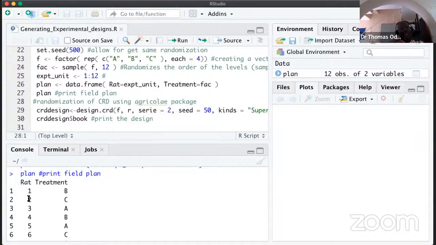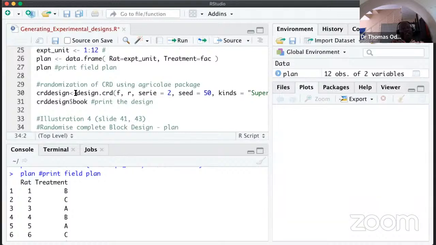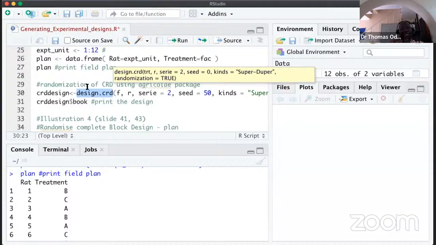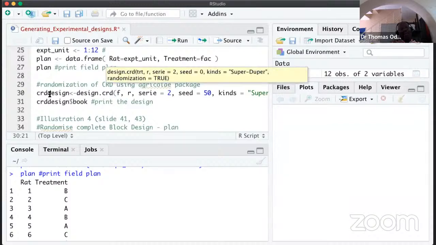The other way that you can do is you can use the function design.crd from the package agricolae. The one we've done here is just doing it from scratch. This one here, we use what is in the package agricolae. So if you've not installed agricolae and you've not loaded agricolae, if you run this one here, you're going to see red.